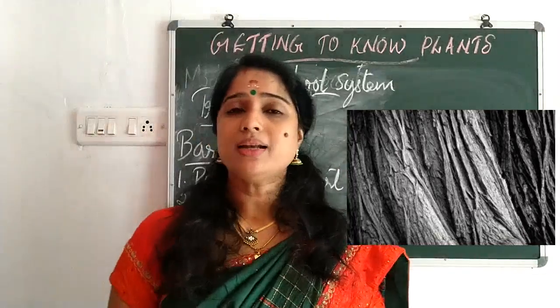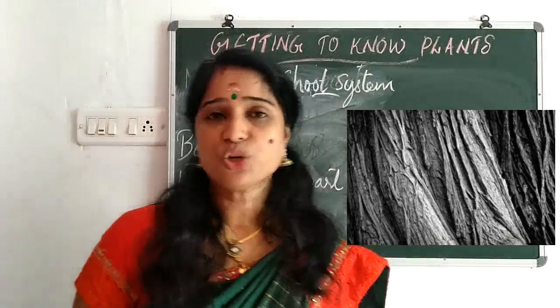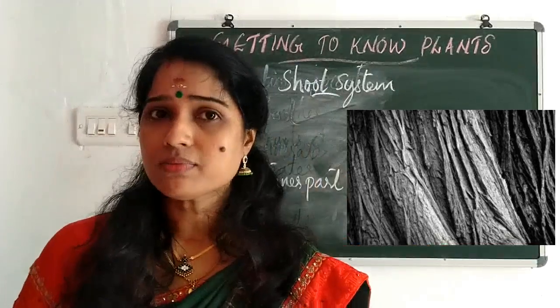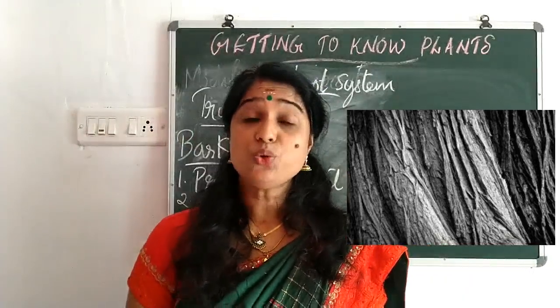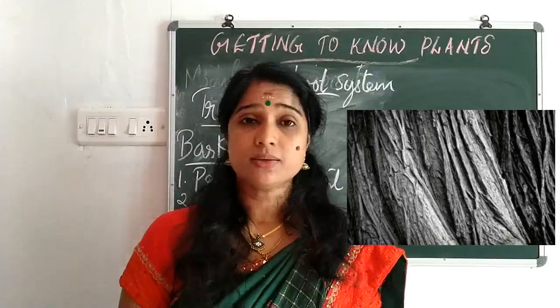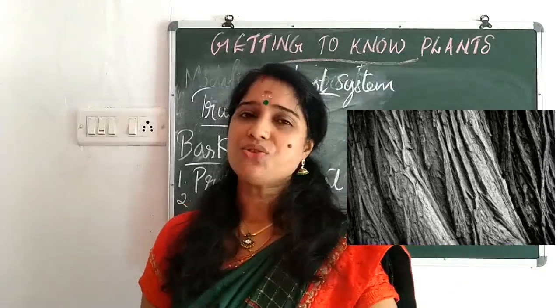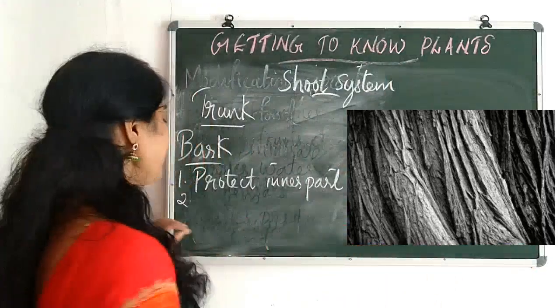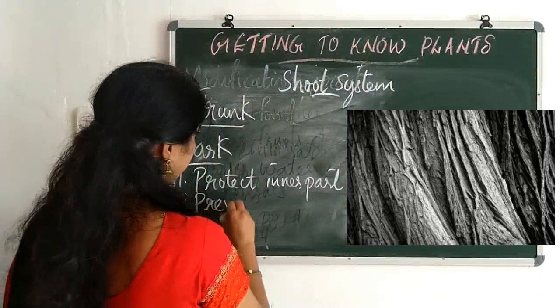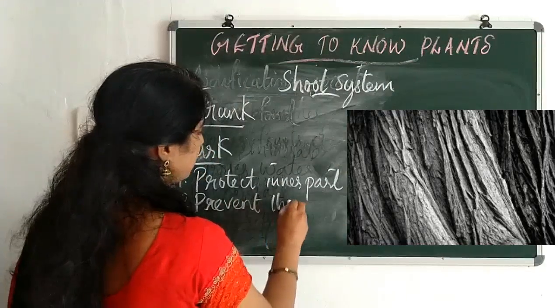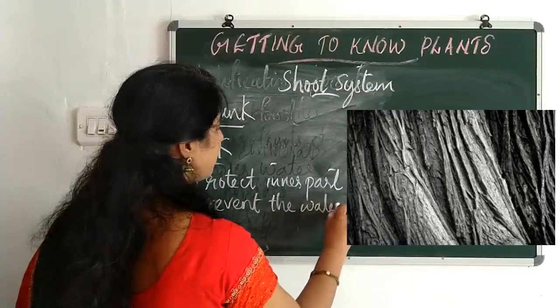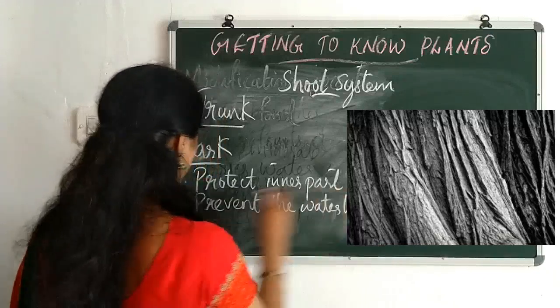Second one, you know that we water the normal plants regularly, but are we watering the trees? No. So the trees also have to do so many functions, so they need water. Clear? So this bark protects the tree by preventing the water loss. As the outer covering is very hard, it prevents the water loss.